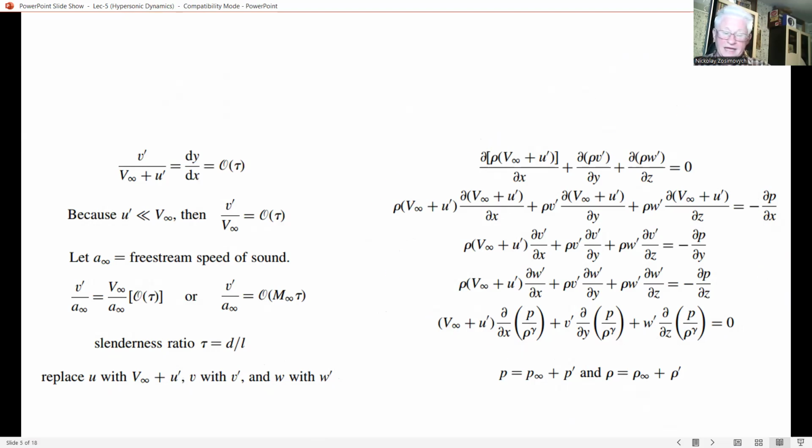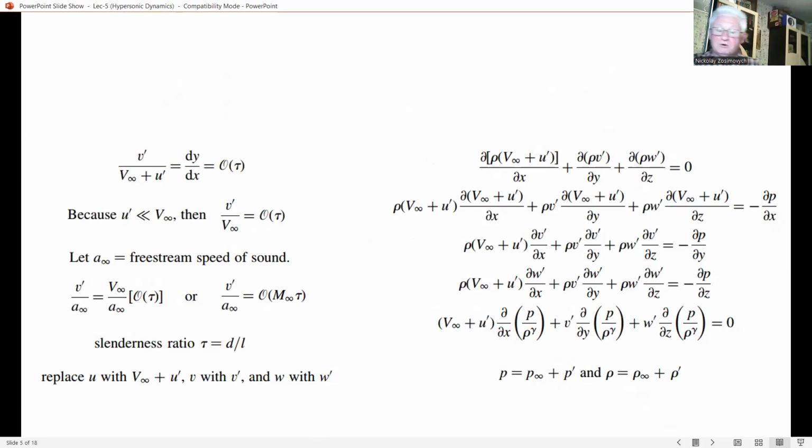Note in all these equations that only the velocities are expressed in terms of perturbations relative to the free stream velocity. The remaining flow quantities, p and rho, as you can see here in this equation, are still carried as their whole value.